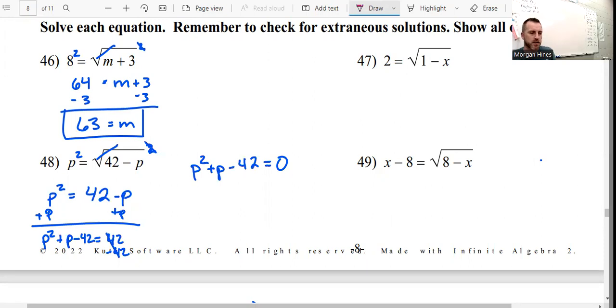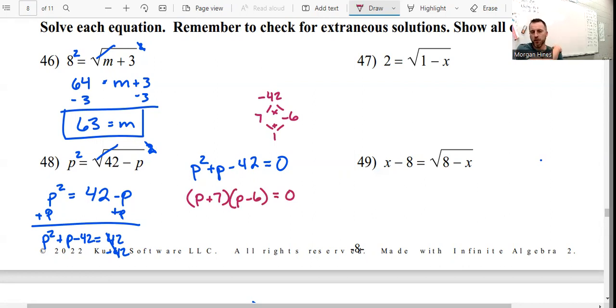What do we do with quadratics? We could factor them. We could use the quadratic formula. We could complete the square. Whatever you like to do. I like to factor if I can. If there are factors of negative 42 that add up to 1, then I am happy. 7 and negative 6. This factors into p plus 7 times p minus 6 equals 0.